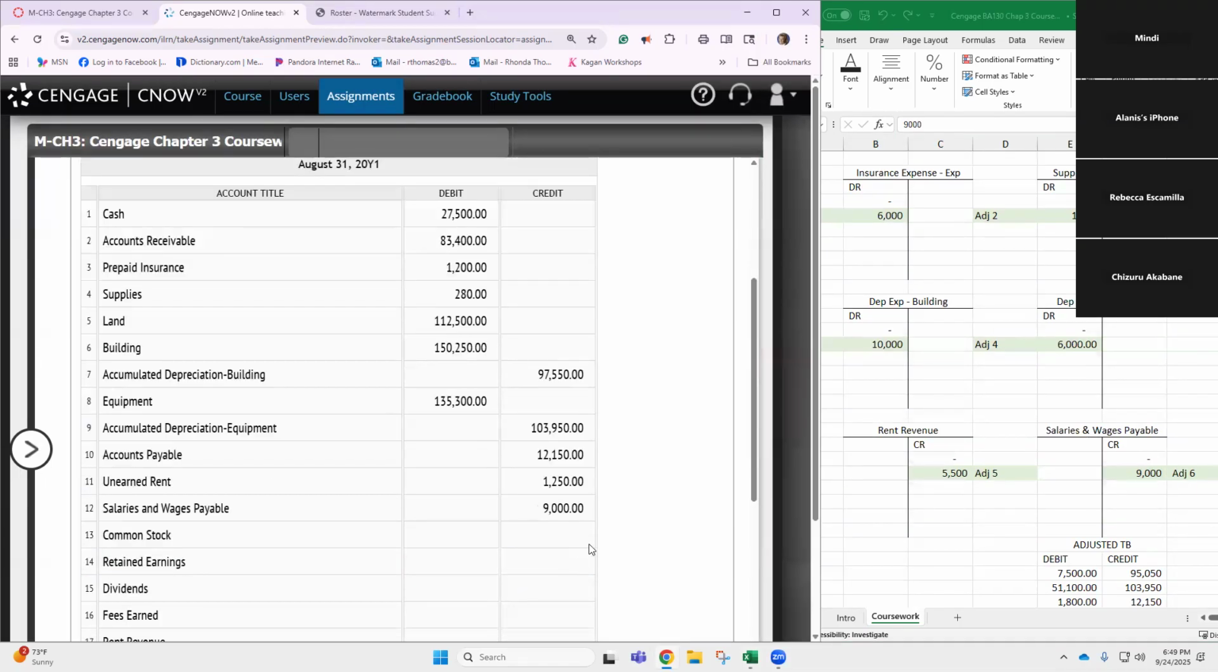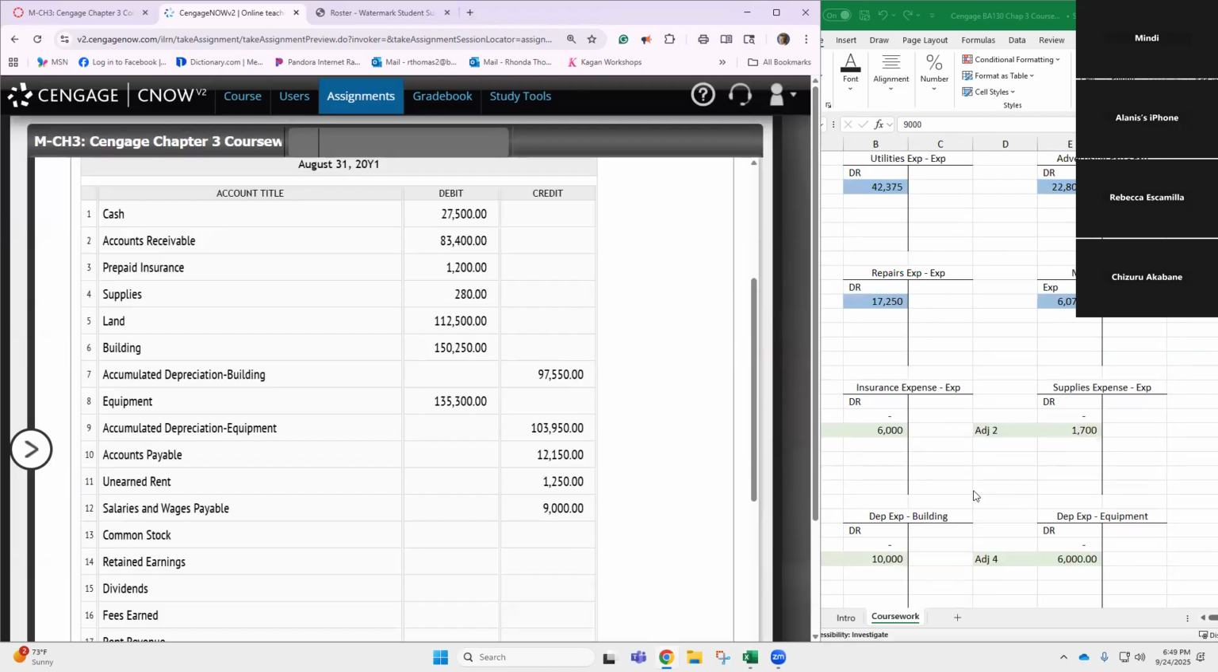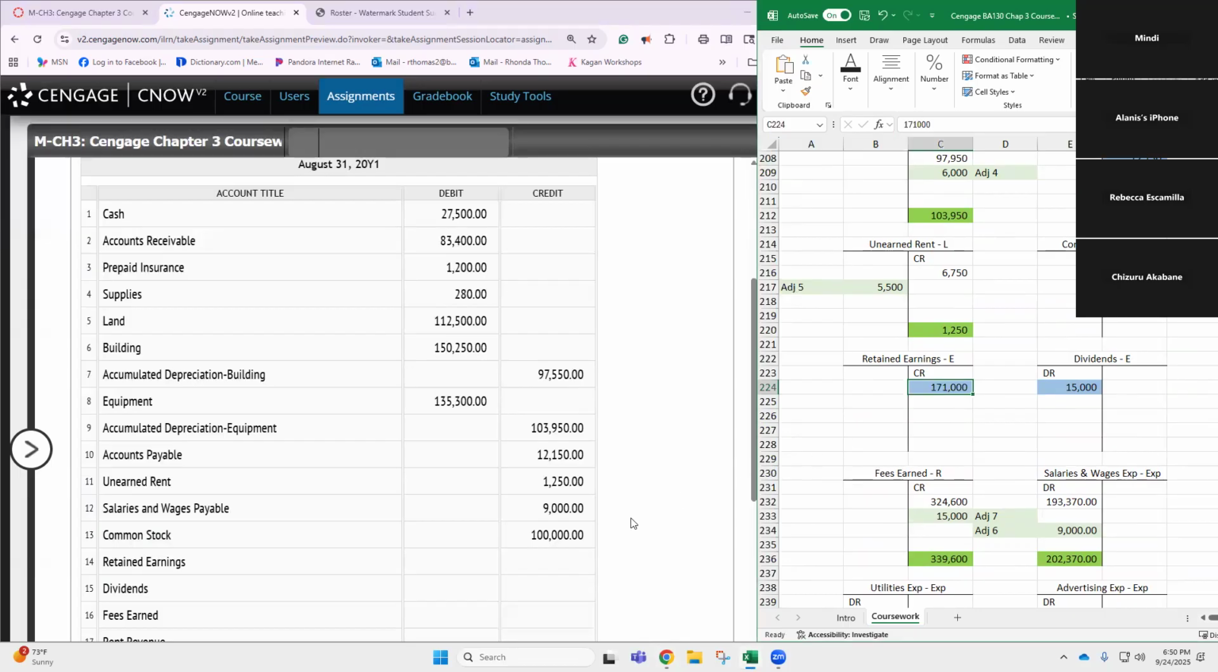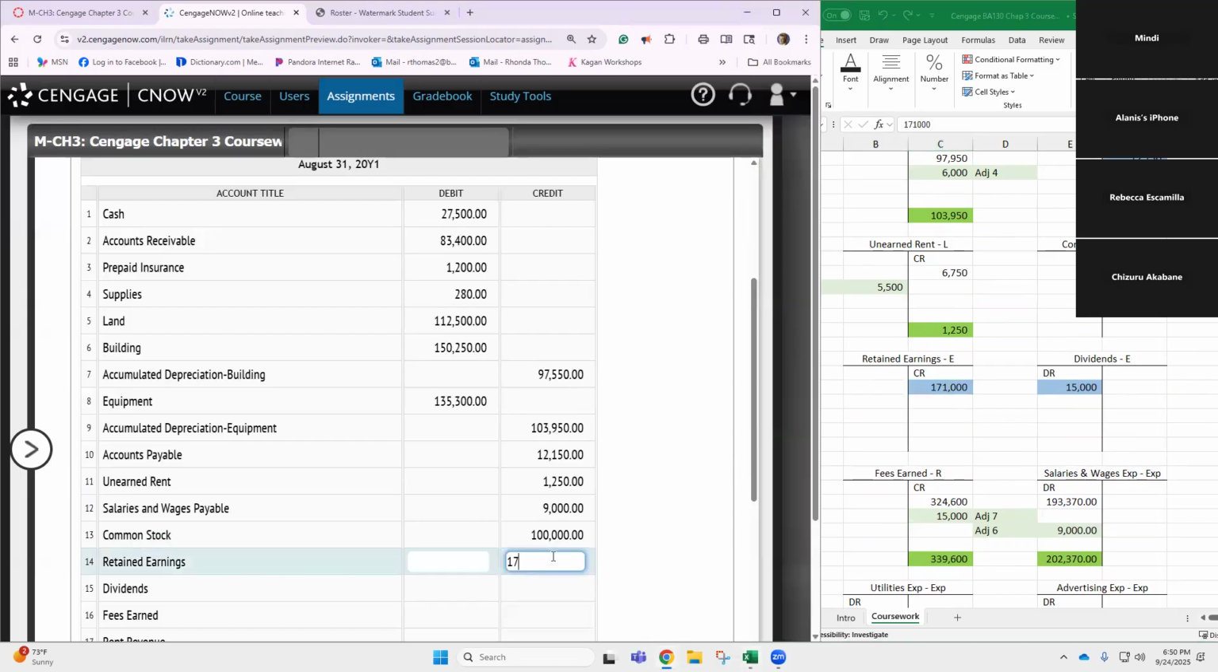Okay, here comes some equity. Equities do not get adjusted. Our equity has $100,000 in common stock. Make sure it's on the right side. Our retained earnings has $171,000. Our dividends, go back across. Dividends has a debit balance of 15 grand that did not get adjusted.